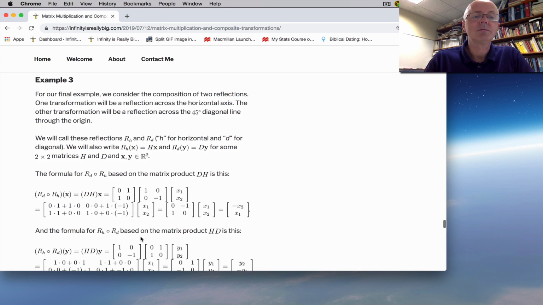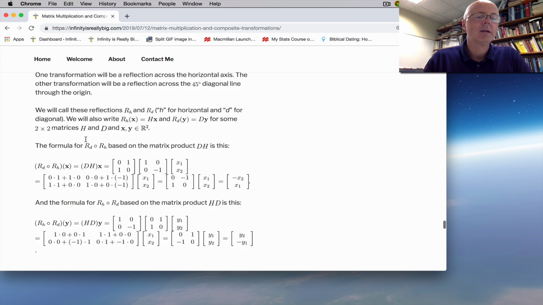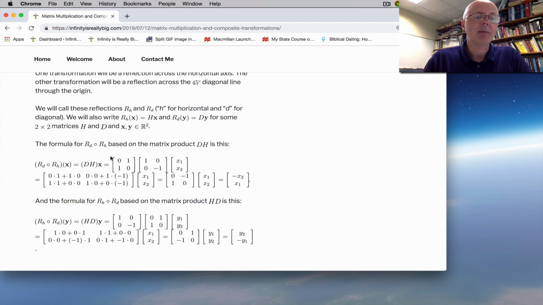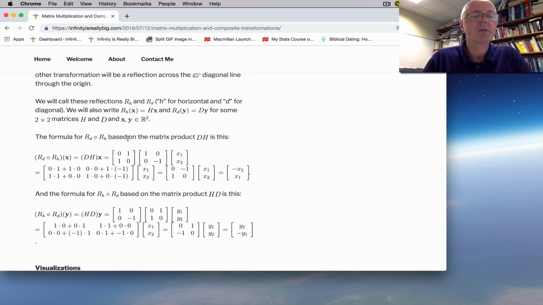Final example involves composing two reflections, RH and RD. RH is a reflection across the horizontal axis. RD is a reflection across the diagonal 45-degree line through the origin. These are their matrices, capital D for diagonal reflection, capital H for horizontal reflection. You can think about those. You do these compositions in the opposite order, you get different formulas, ignoring the fact that I changed the letters.